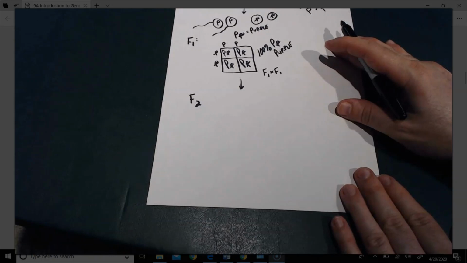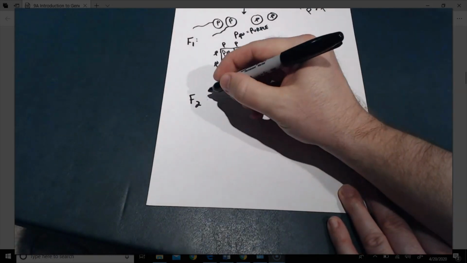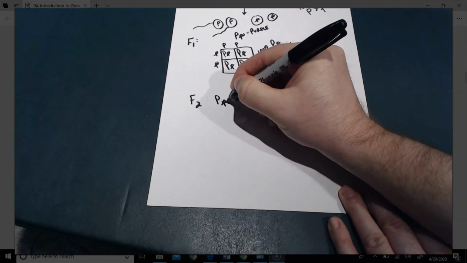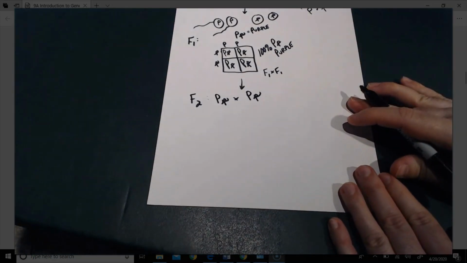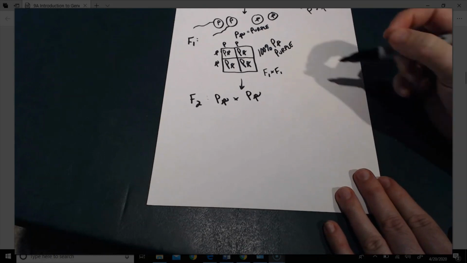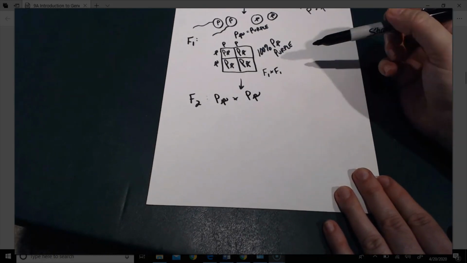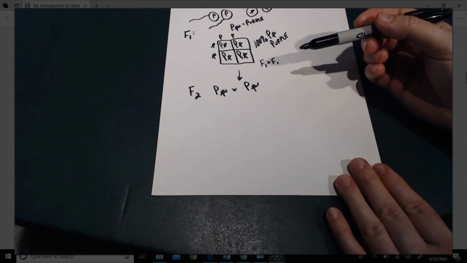F2. Okay, so let's set up our F2 by making sure we understand the cross. It's going to be an F1 plant, and we're going to cross that to an F1 plant. Big P, little p times big P, little p, right? That's our F1. We're going to cross them together. And now let's take a look at what we can get.